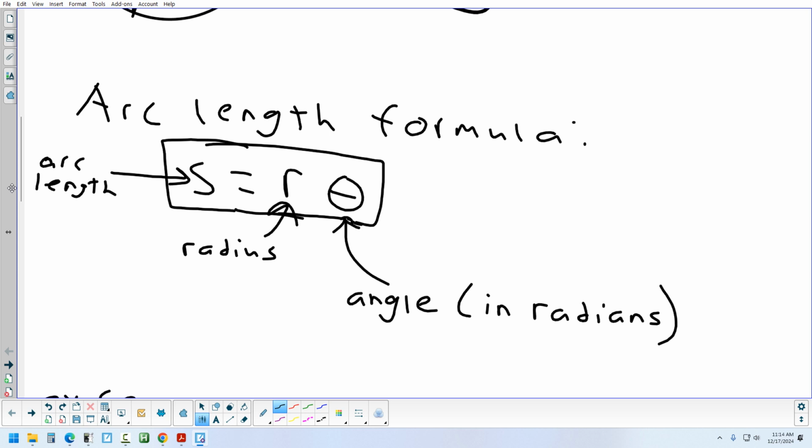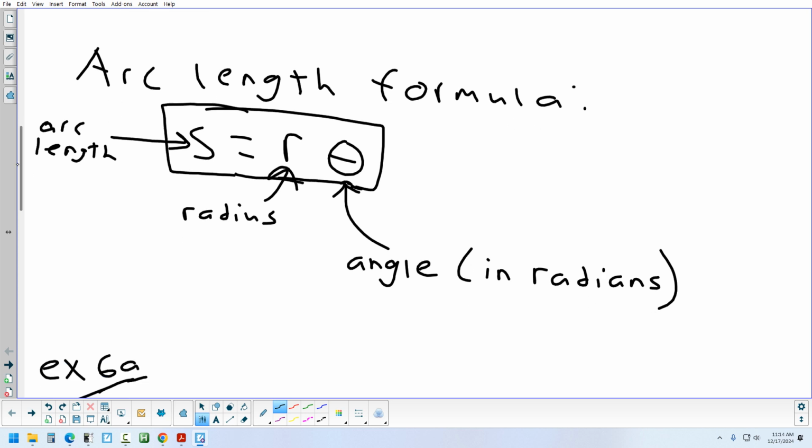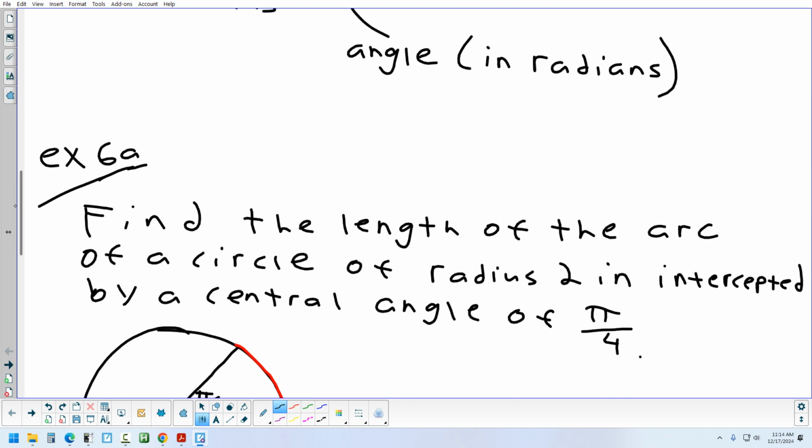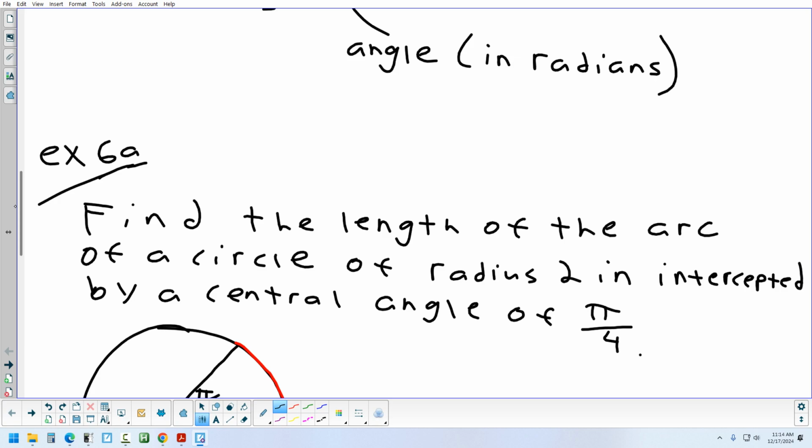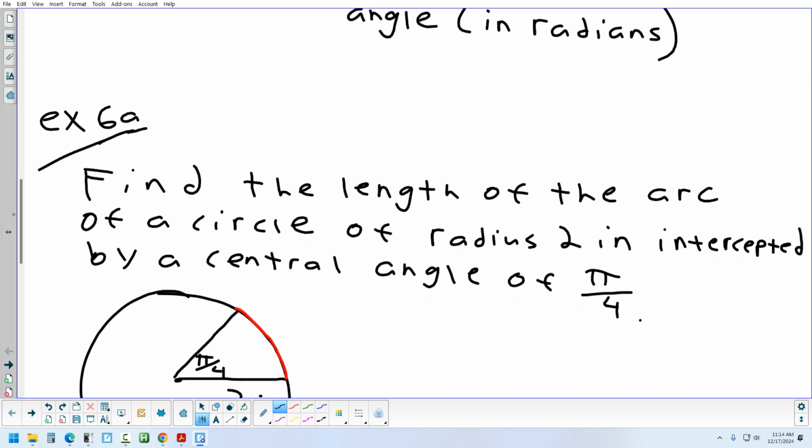So let's try an example. So this says find the length of the arc. So first sentence, they're telling you what you need to do right away. Find the length of the arc. The circle has a radius of 2 inches.